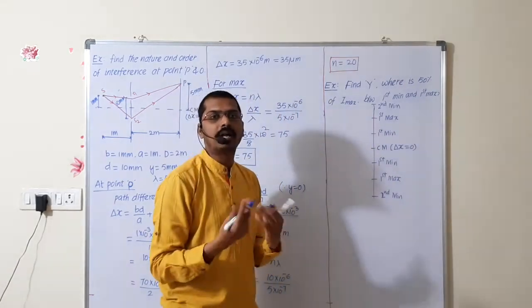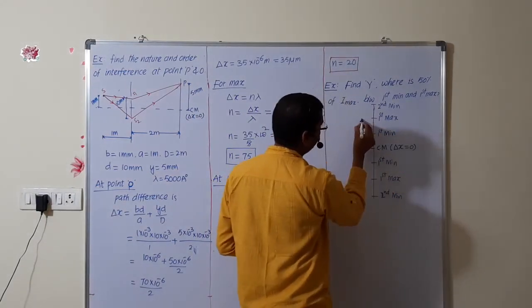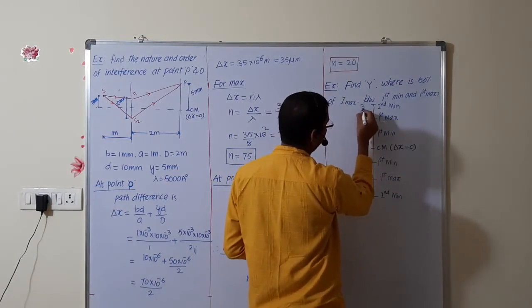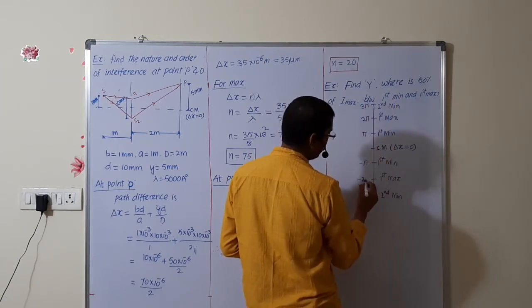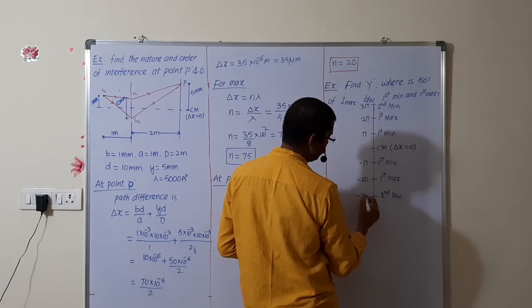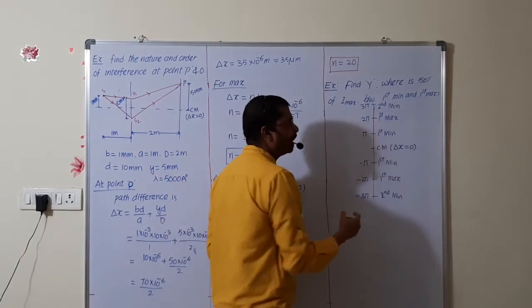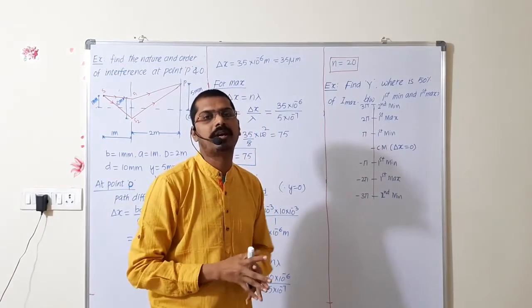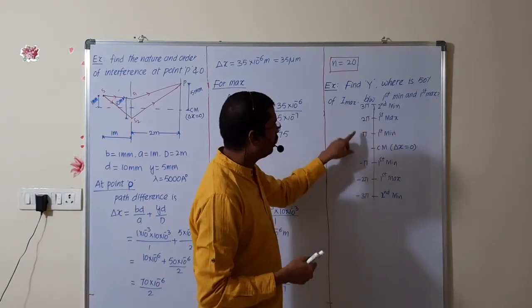Here, how will it be located? What is the phase difference? It is 0 at the center, then pi, 2 pi, 3 pi and so on. On the other side also, minus pi, minus 2 pi, minus 3 pi. Already we have the relation between path difference and phase difference, so that time also we can find out the value.